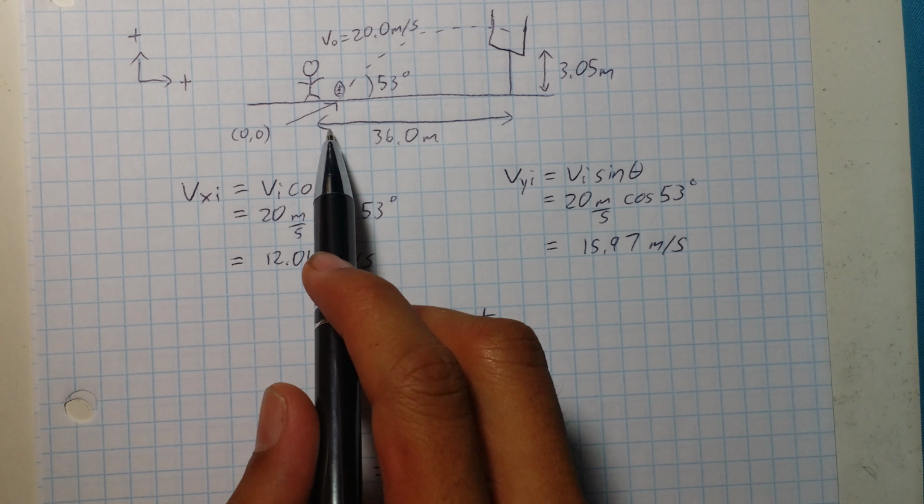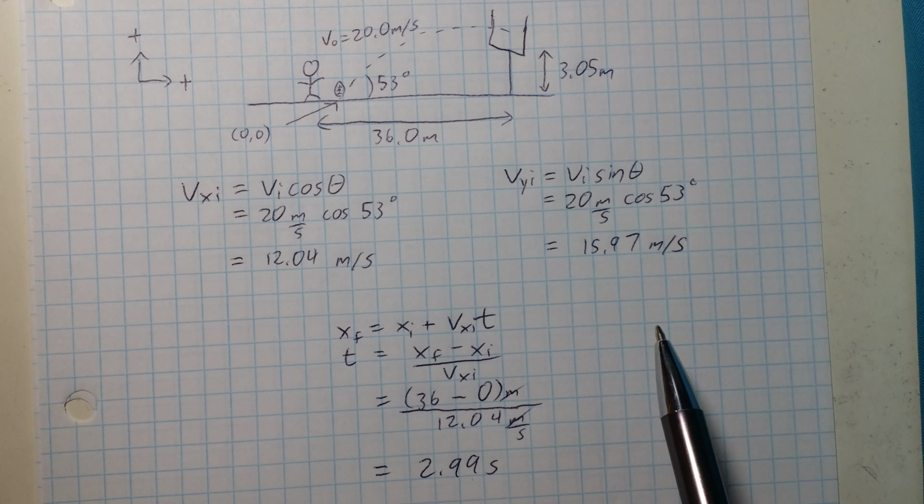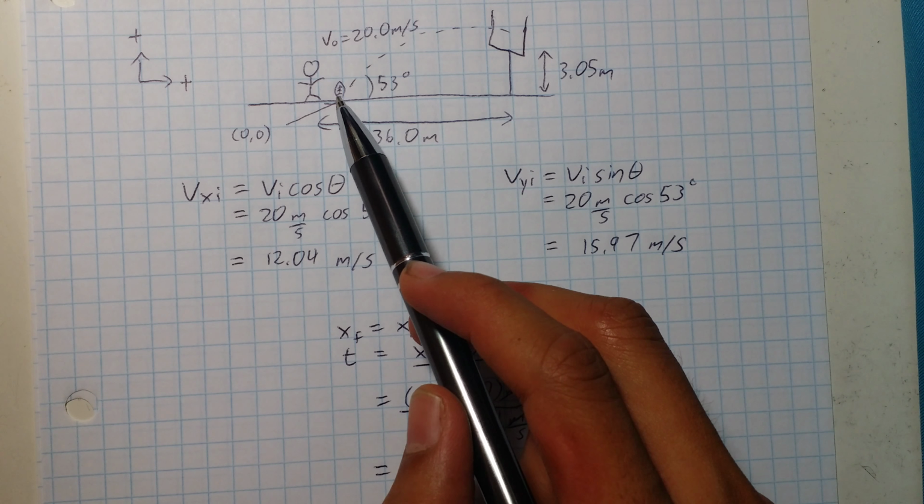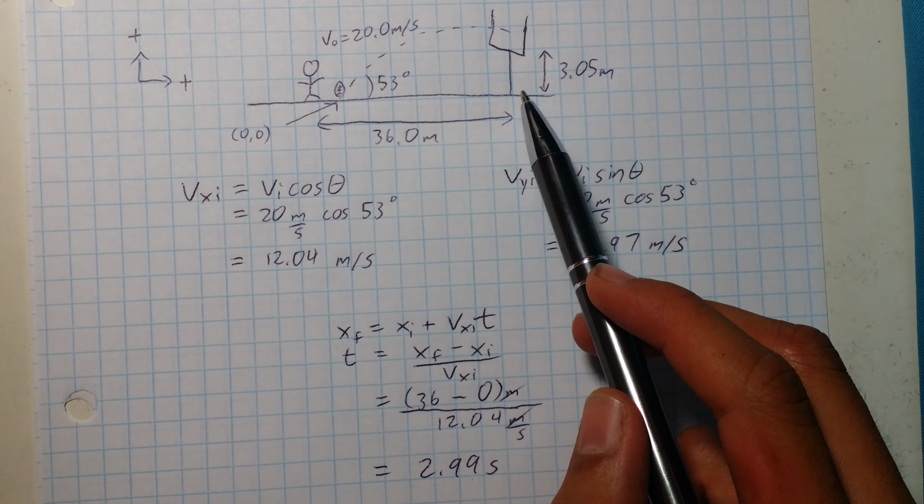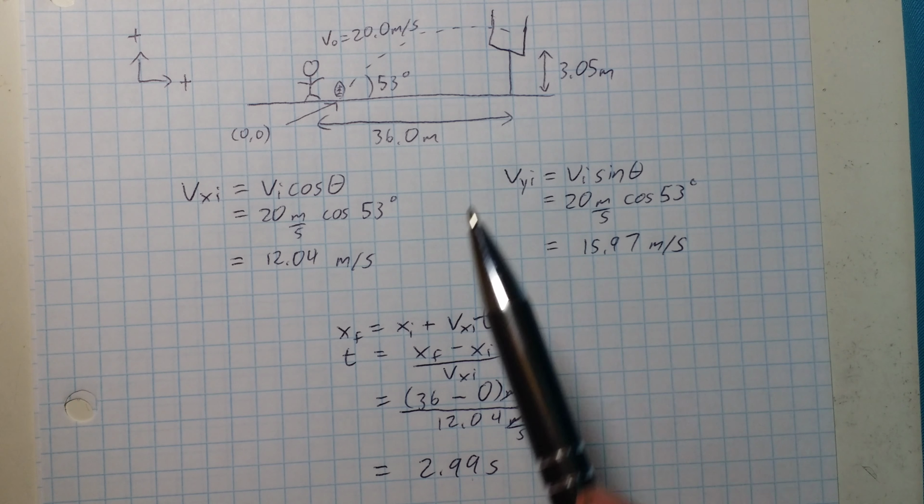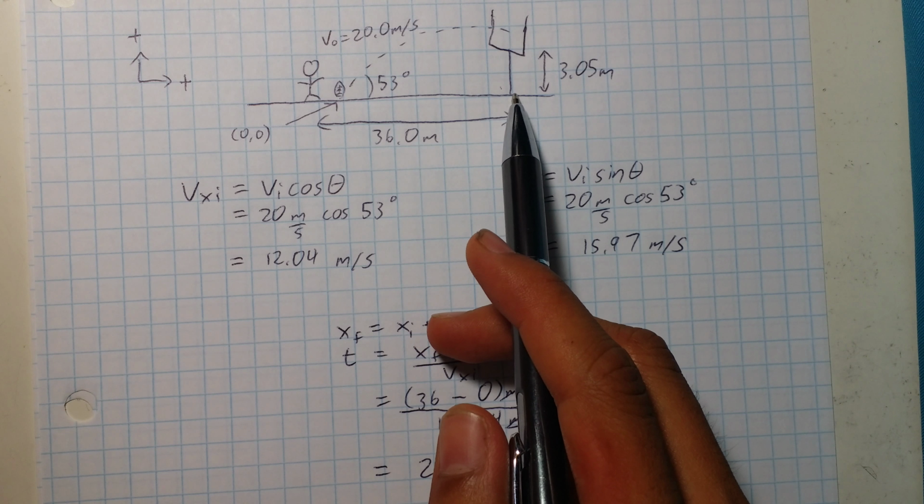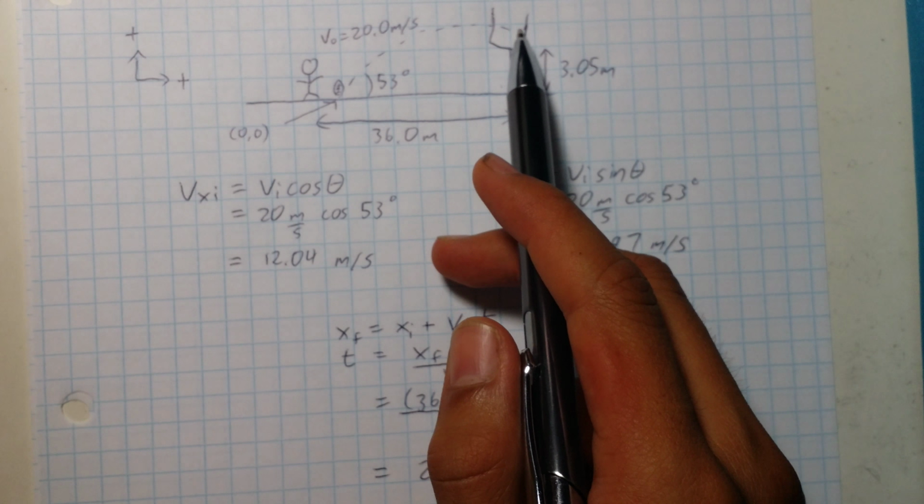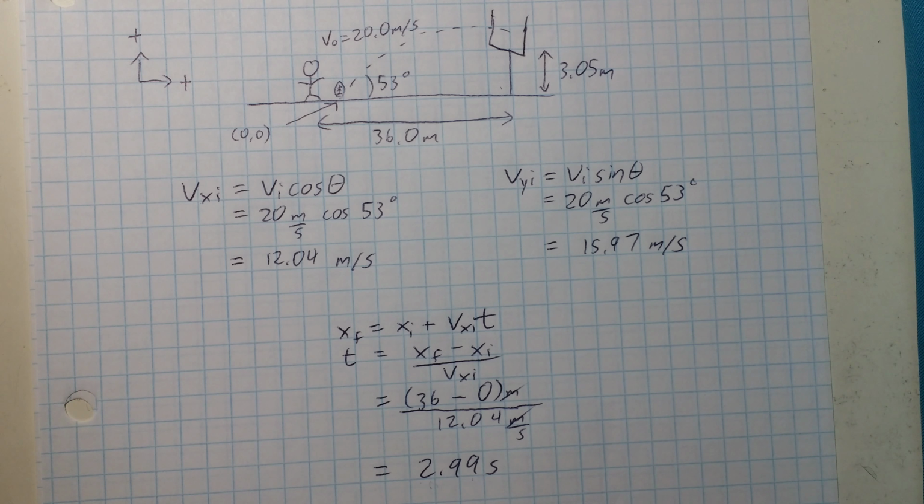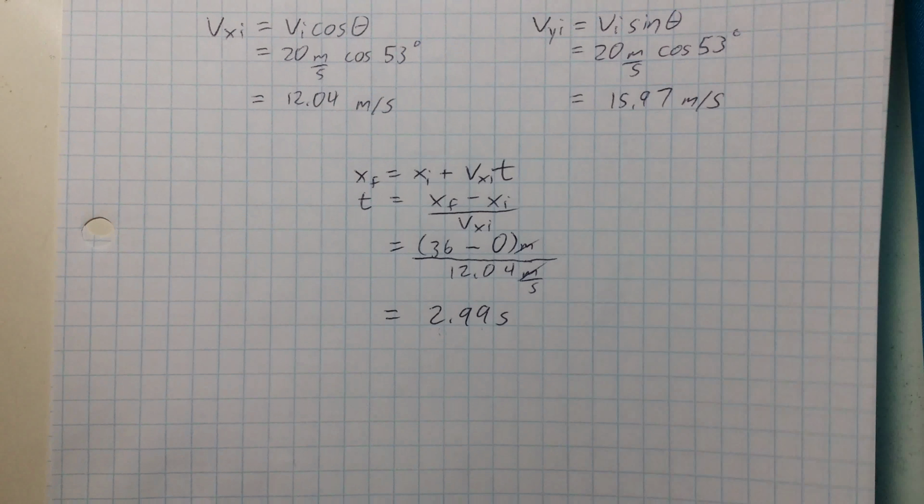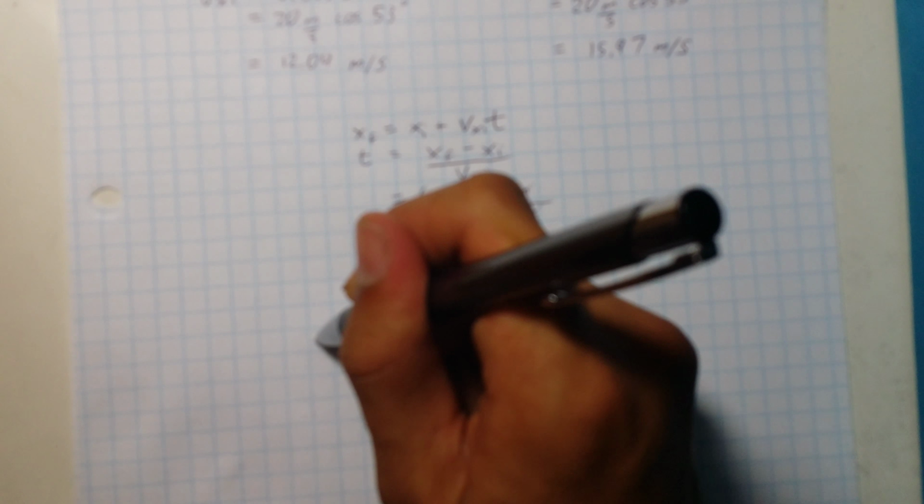So this tells us that it takes 2.99 seconds for the ball to travel this distance to the end zone, or to the goal, I mean. So we can also find how high the ball went in that time interval. So the way to do that is by using another formula.